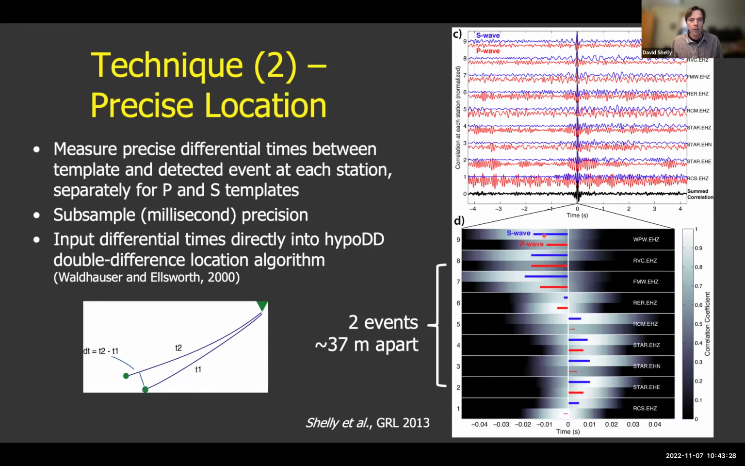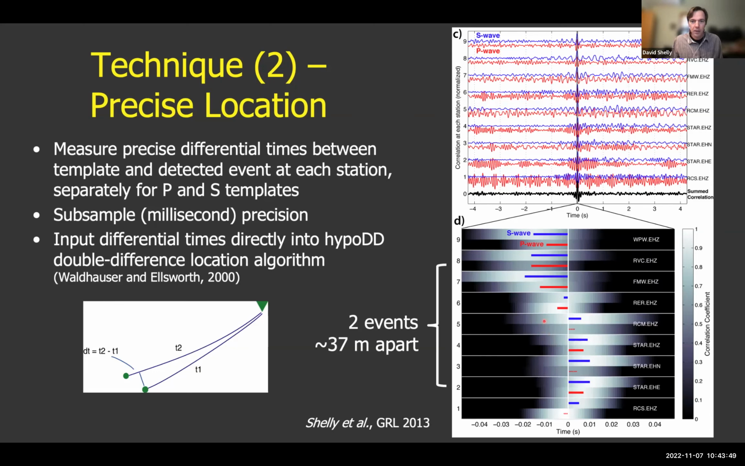these lags are reflecting the relative location between these two earthquakes. And in this case, these two earthquakes are about 37 meters apart. That's the relative difference in location that we get when we combine measurements like this from all the waveform pairs.